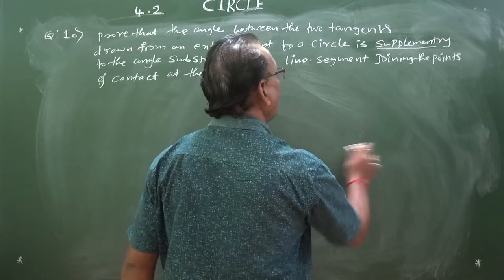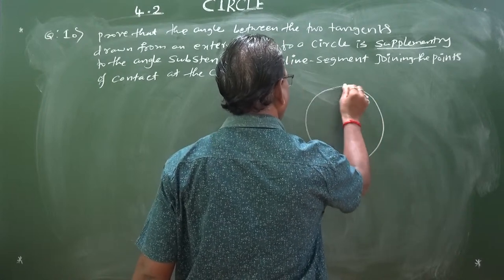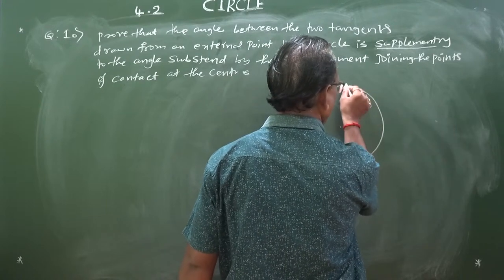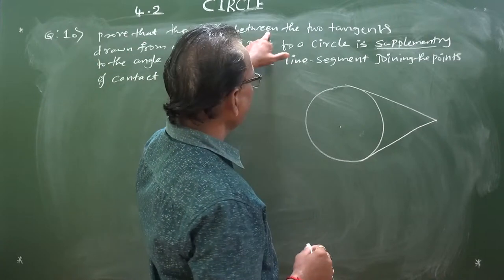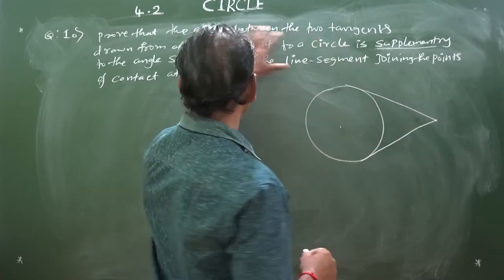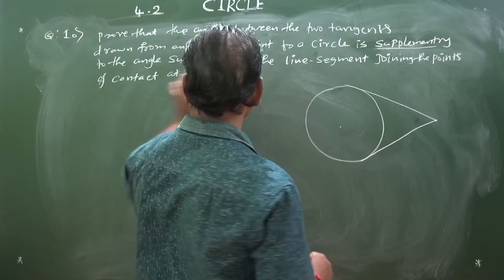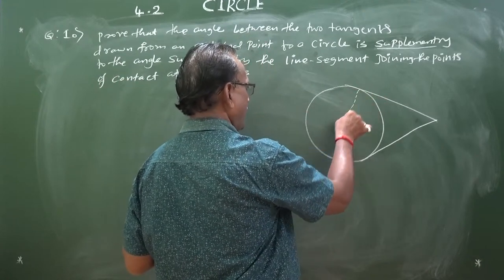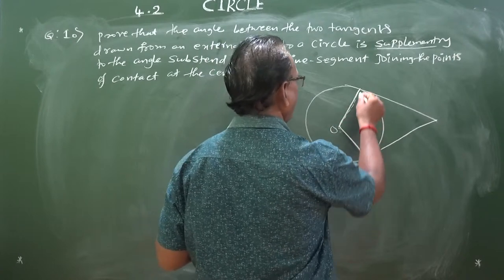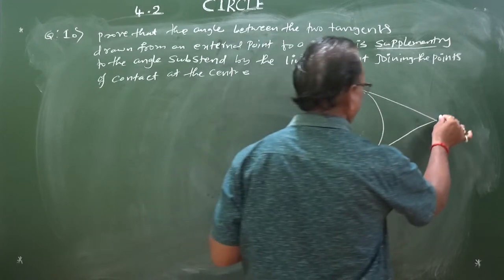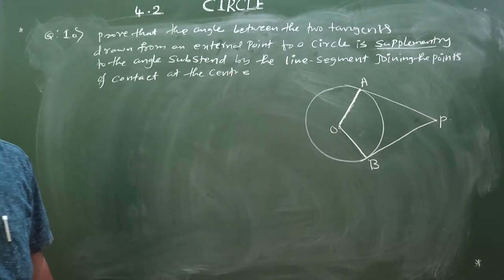You should draw the circle having center O. Draw the tangents. Prove that the angle between the two tangents, this is the angle between the two tangents drawn from an external point to a circle, is supplementary to the angle subtended by the line segment joining the points of contact at the center. This is O. Draw as given in the question only; you need not do any construction here. The external point P, AP and BP are the two tangents.